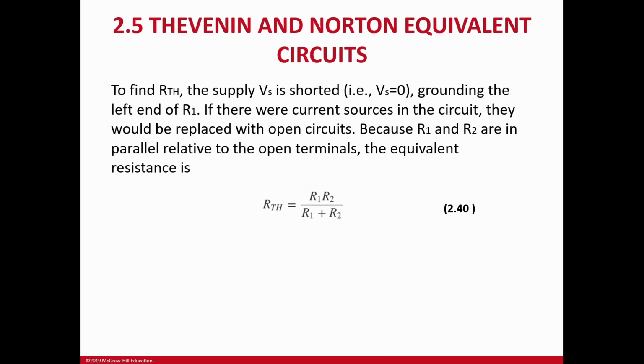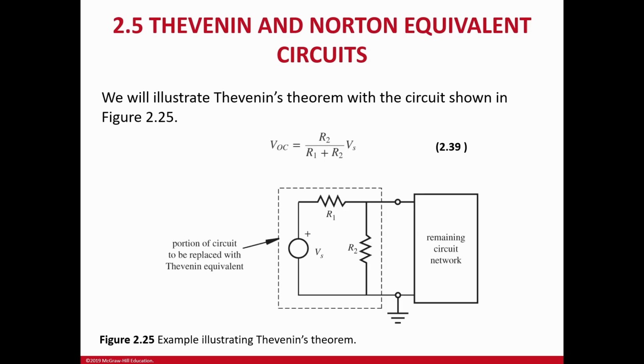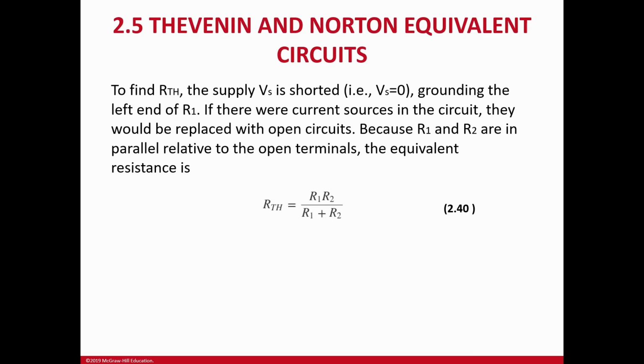Okay. And here, in order to get the Thevenin resistance, you basically short the voltage source. After you short it, then R1 and R2 are connected in parallel. So the equivalent resistance is R1 times R2 divided by R1 plus R2. But this is a shortcut. So remember, let me explain in a little bit more detail.